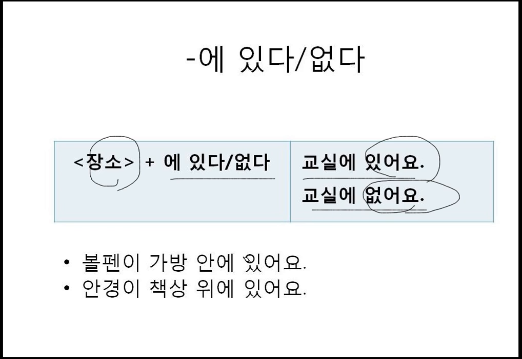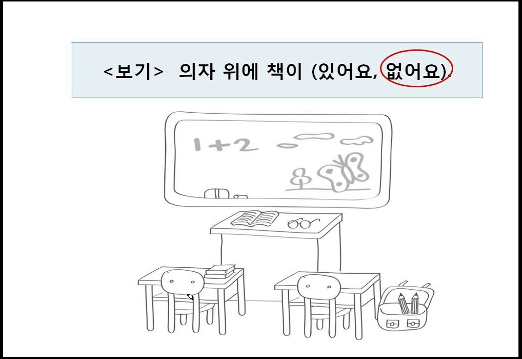Take a look at these example sentences. 볼펜이 가방 안에 있어요. 안에 is in. So, the ballpoint pen, 있어요. It's in the bag. So, 있어요 is there is. And 위에 is on. On the desk. 의자 위에, 의자 is chair, 위 is on. So, 의자 위에 책이 있어요? Is there a book on the chair? On the chair, the book? No, 없어요. There isn't a book on the chair.